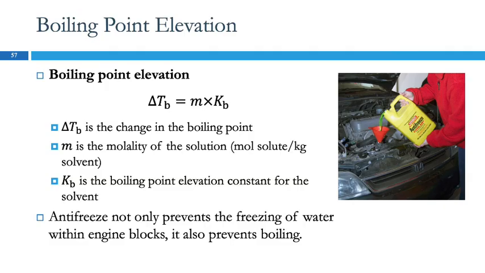Boiling point elevation, same kind of formula. The change in the boiling point is the molality times a constant. This is called the boiling point elevation constant. So we have this picture of someone putting antifreeze into their radiator. Why don't we use pure water? You can in a pinch, but it's not going to work as well. Adding antifreeze, which contains ethylene glycol, or there's other types now, you're adding a solute to the water, and that causes the freezing point to go down, and it causes the boiling point to go up.